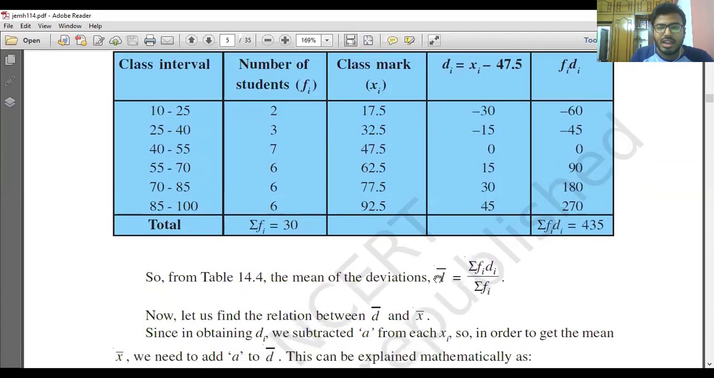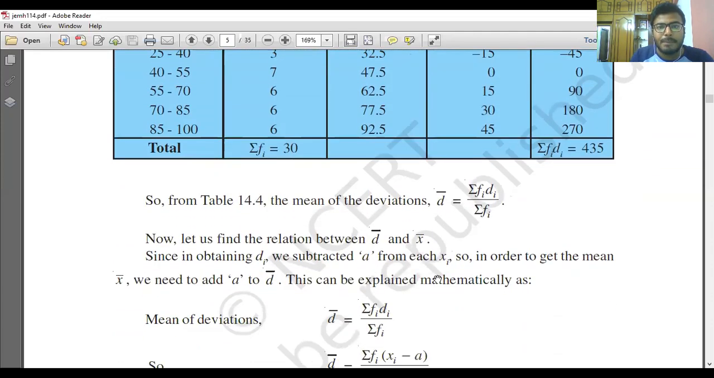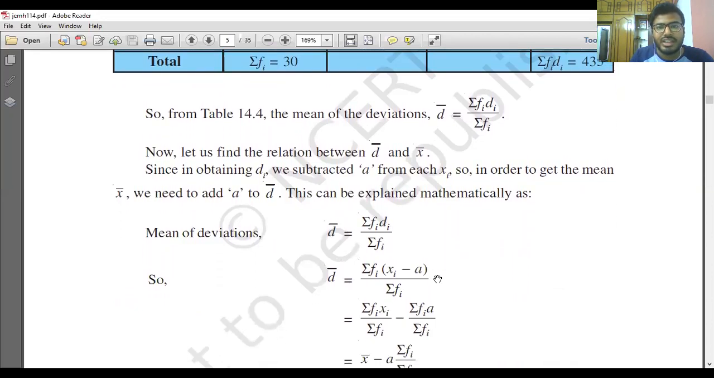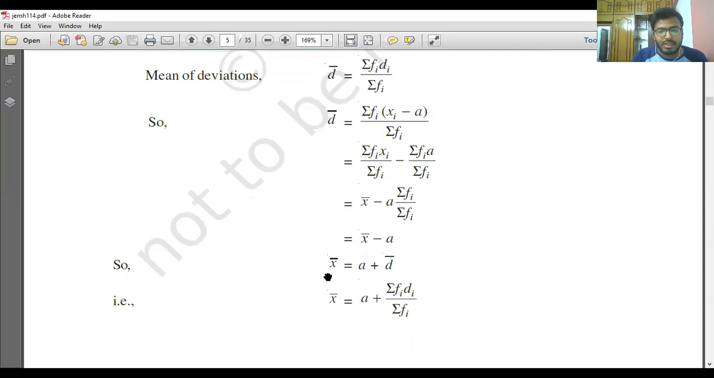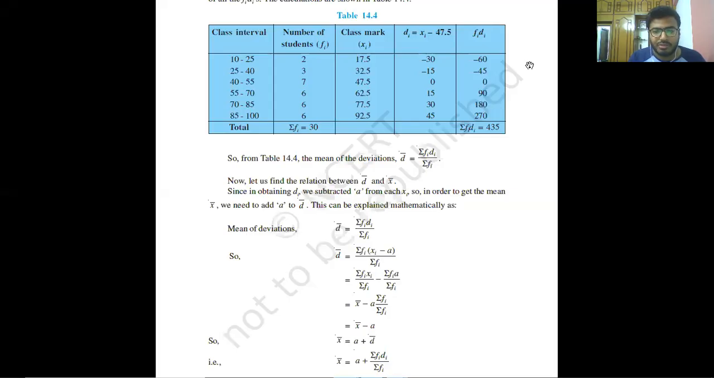Deviation: x bar is equal to A plus sigma fi di upon sigma fi. You have to just remember this last formula. That is x bar is equal to A plus sigma fi di upon sigma fi. So you have to remember this thing, the last formula only.